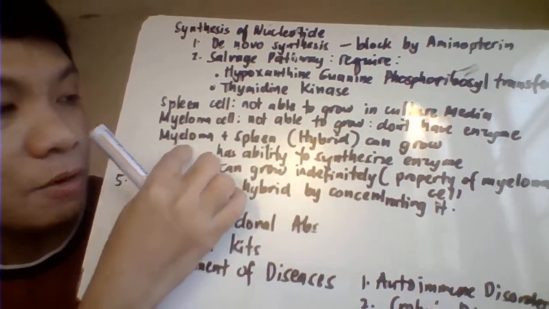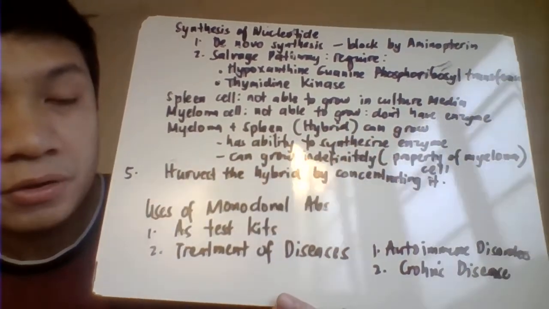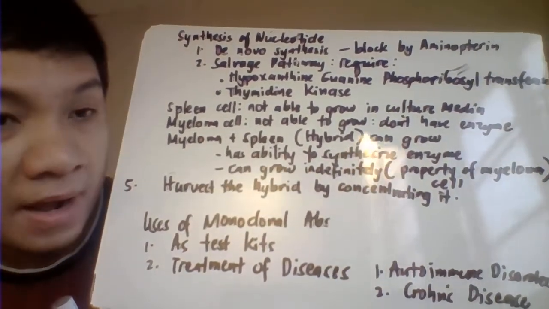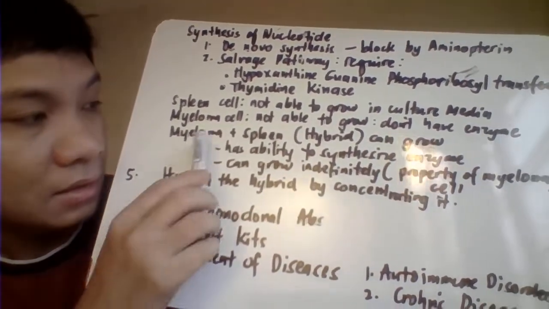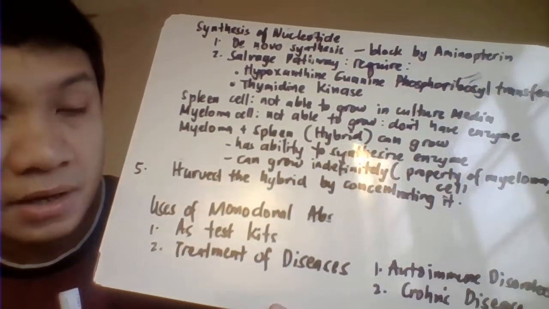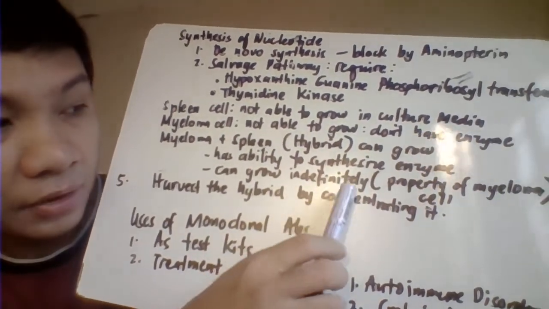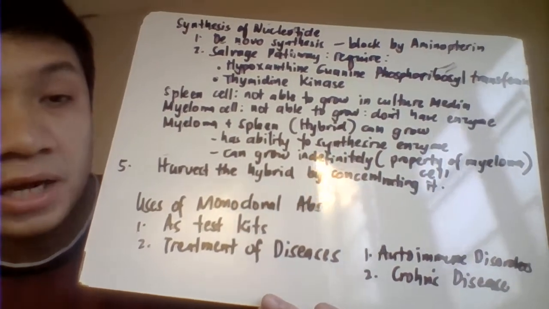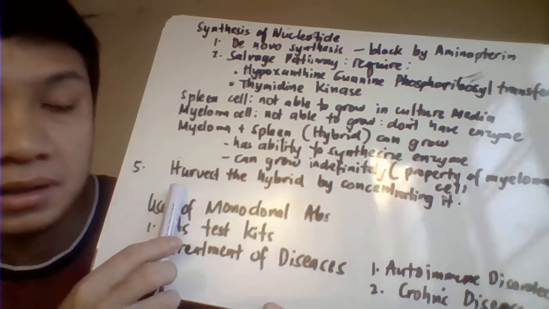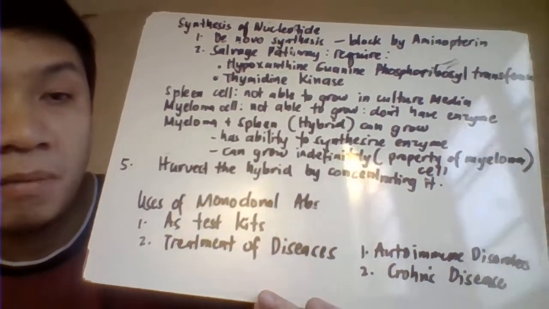So, ang maiiwan na lang ito, myeloma plus your spleen cell. Okay, that would allow you to harvest that one. So, since this hybrid here is a combination of your myeloma and your spleen cell, the myeloma cell here is the cancer cell, and one of the properties of your cancer cell is that it is able to grow or divide at a faster rate, and at the same time can grow indefinitely. So, with that, you are able to produce so many products of your monoclonal antibody. Okay, you just need to harvest, you just need to concentrate, and what you have already would be your monoclonal antibody.